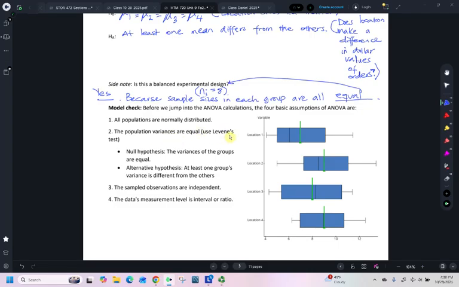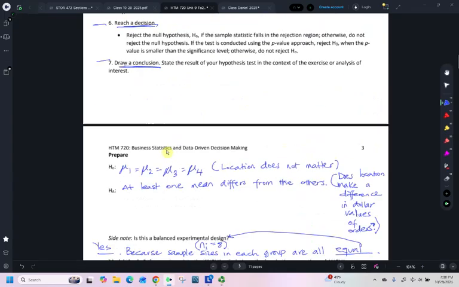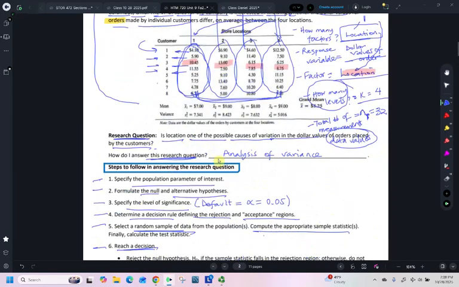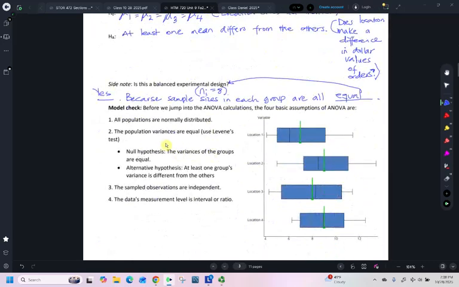Then another model check is that the population variances must be equal. In this case, we tend to use Levene's test. To carry out Levene's test, we would state the null hypothesis that the variances of the groups are equal against the alternative that they are not equal. To conduct the necessary sample statistics that we need to reject or fail to reject the null hypothesis here, we can go into StatCrunch, take this data set into StatCrunch, and conduct Levene's test on the population variances.